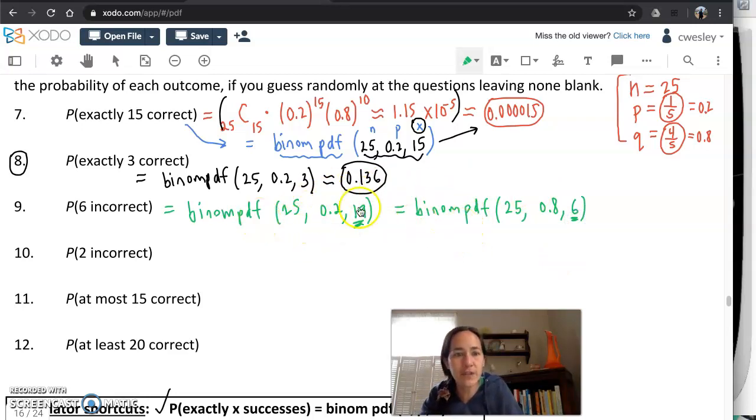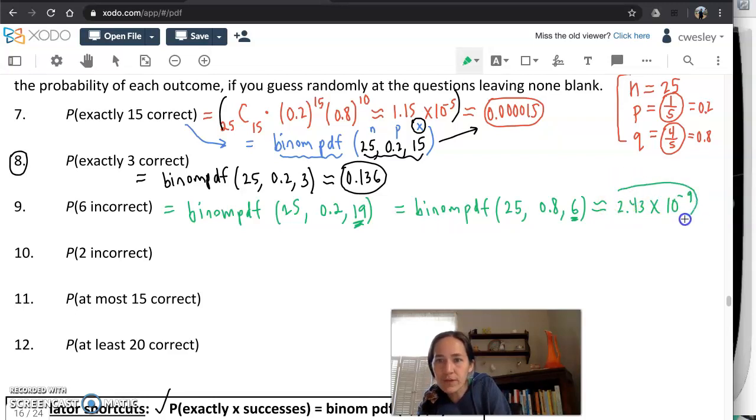So go ahead, try to type it in with a PDF. You can use those shortcuts that we just talked about and see if you get something really low. 6 incorrect is 2.43 times 10 to the negative 9th power for that exact experiment. Same thing for the next one.